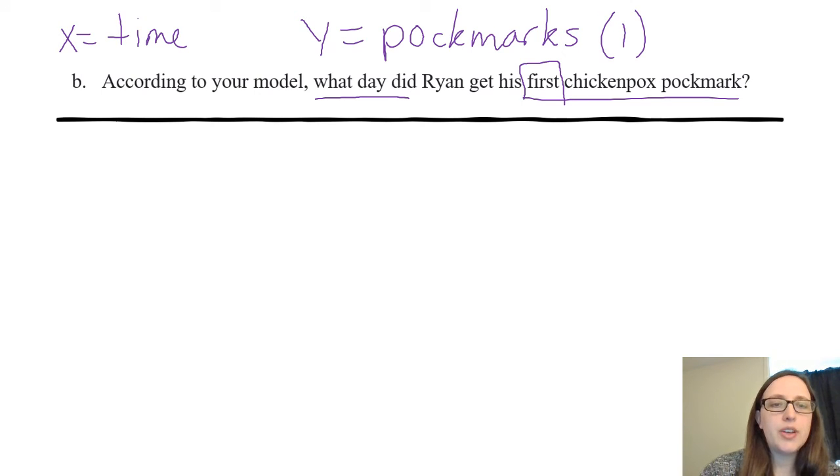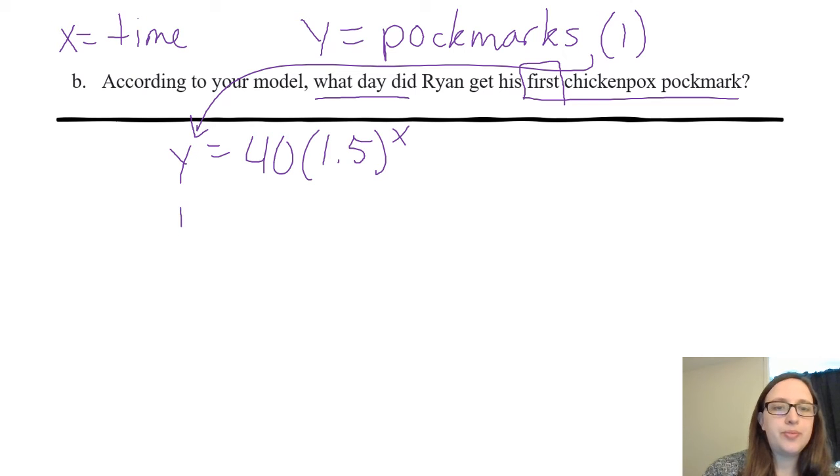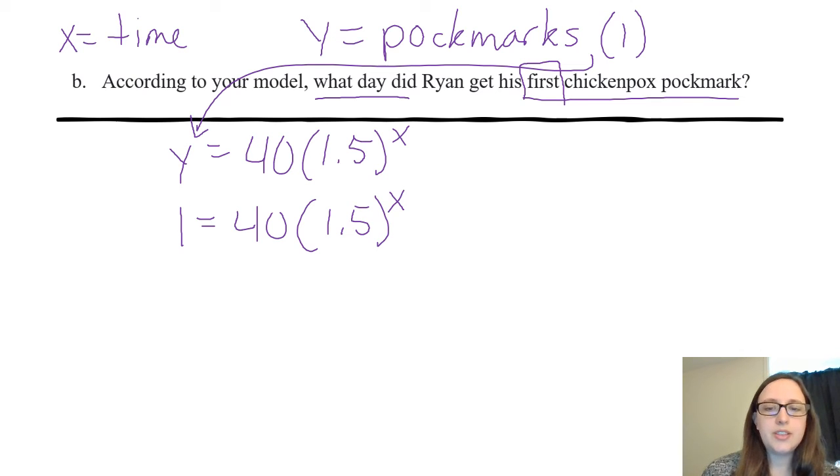All right, so our equation was y equals 40 times 1.5 to the power of x. So that's what we found in part A. We're going to plug in 1 for y. So it's going to be 1 equals 40 times 1.5 to the power of x. Okay, so I know that this is an exponential equation because the exponent is x. So this time, instead of using square roots or roots, I'm going to have to use logs to solve for x. All right, so first, what I want to do is try to get x by itself.